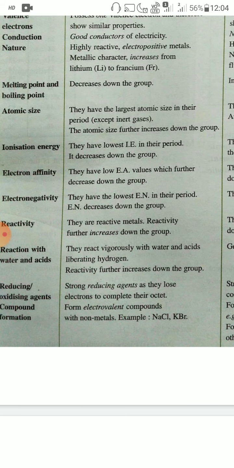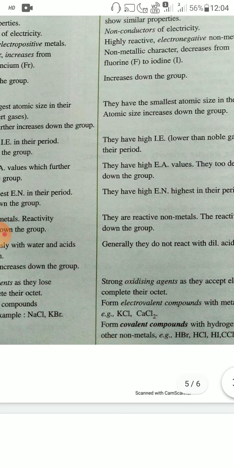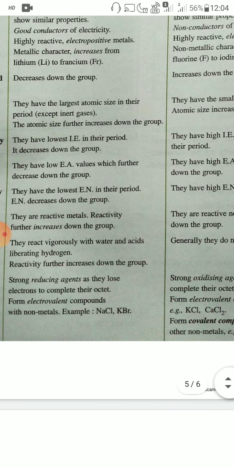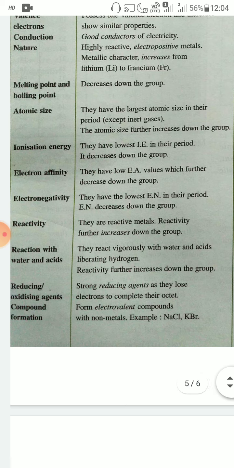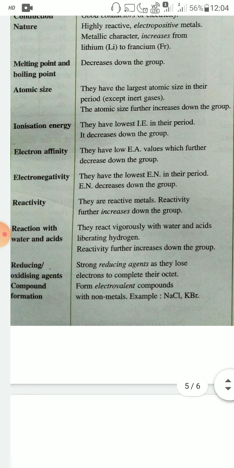Alkali metals are good conductors of electricity because they are metals, but halogens are non-conductors of electricity. Nature: alkali metals are highly reactive electropositive metals. You have to remember, the metallic character of group 1 elements increases from lithium to francium. This is the group 1 elements' nature.